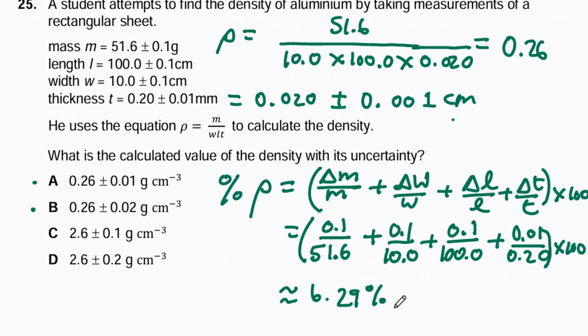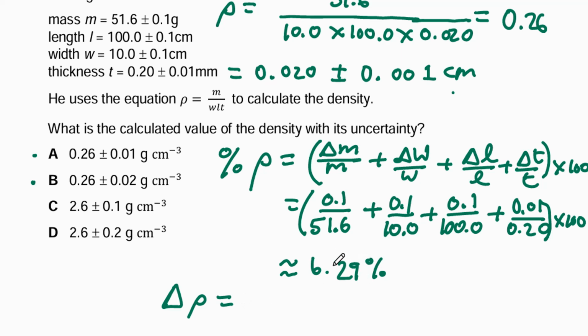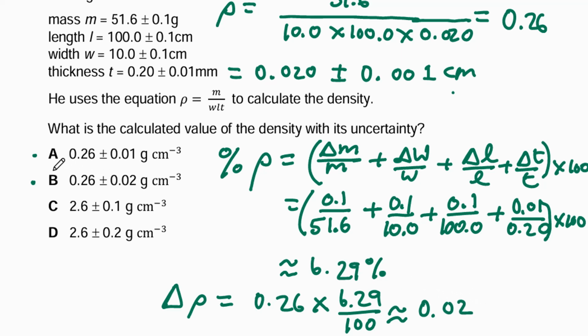6.29%. Now to find the absolute uncertainty in the density, in other words, delta rho, we simply apply this percentage to the value we got for rho. So 0.26 multiplied by 6.29 divided by 100. And on a calculator, this rounds to one significant figure of 0.02. So to one significant figure, the value is 0.02. And so our answer will be B.